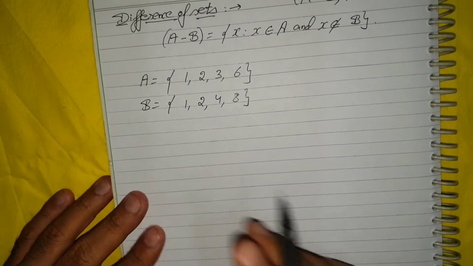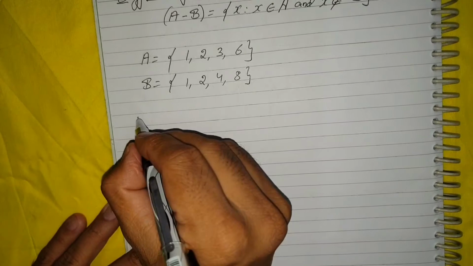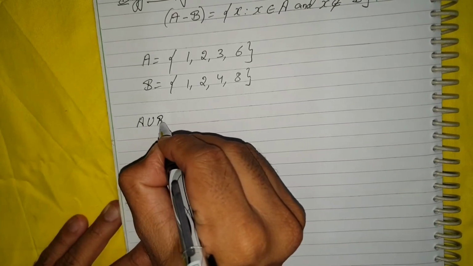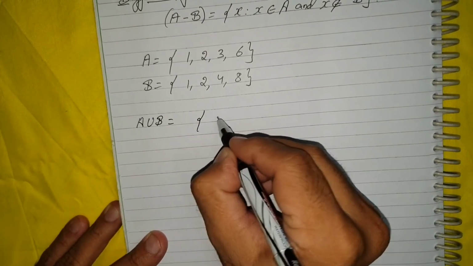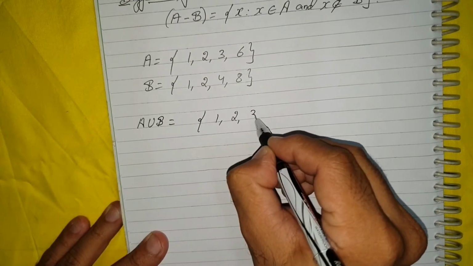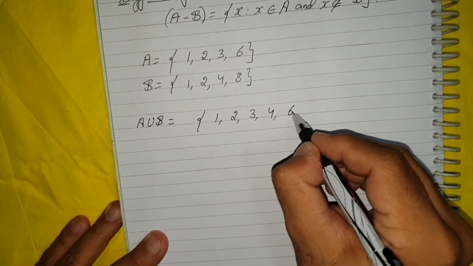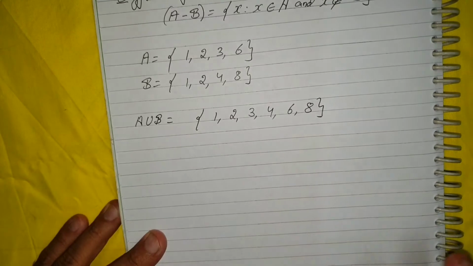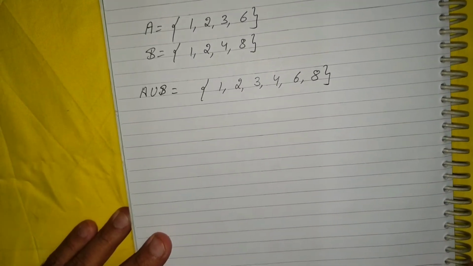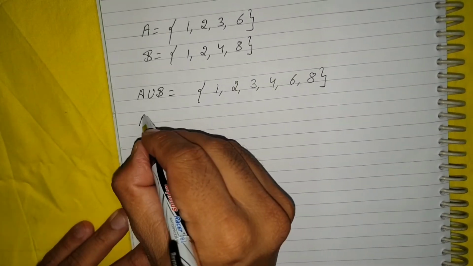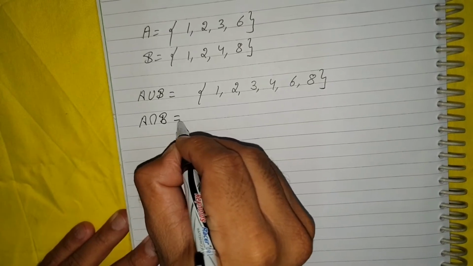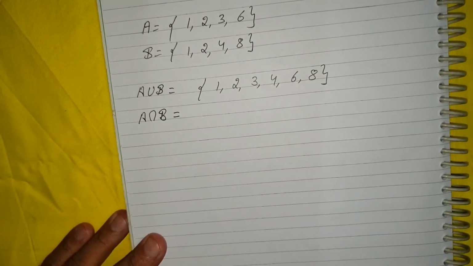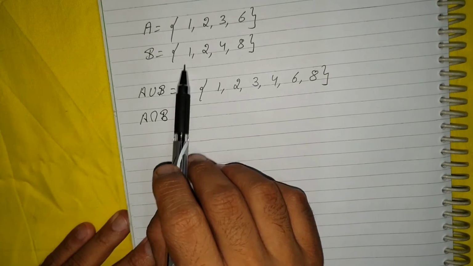Now, A union B is what? 1, 2, 3, 4, 6, 8. A intersection B is what? 1 and 2.